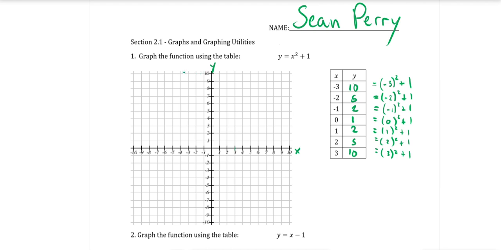And we want to plot at this height, 10, and this left or right location, minus 3. So where are those both true? Right here, this would be the point minus 3, 10. Minus 2, 5 would be here, and so on. Once we get this collection of points plotted, we want to connect them as smoothly as we can with a line.